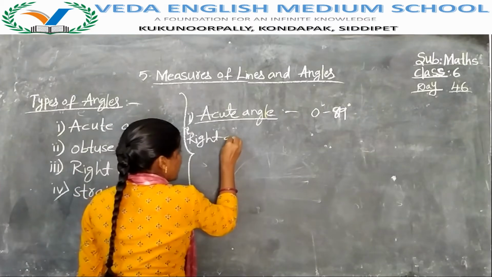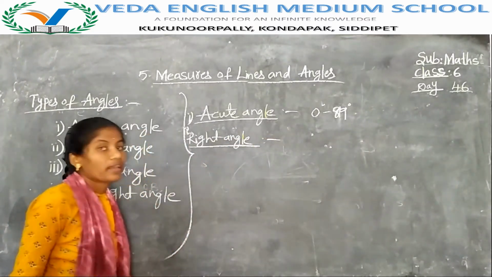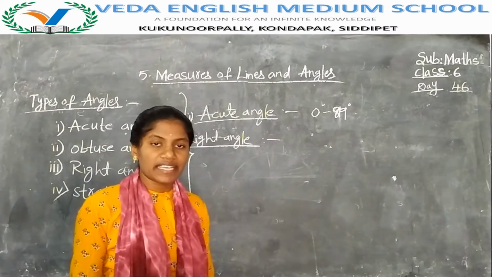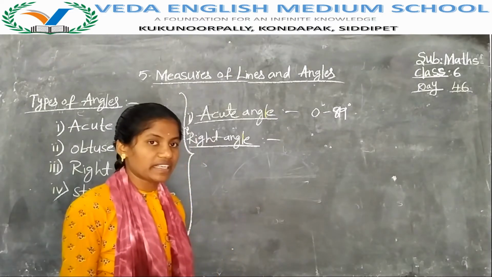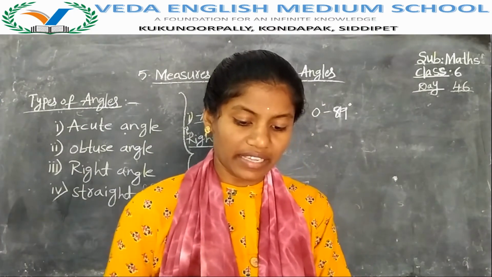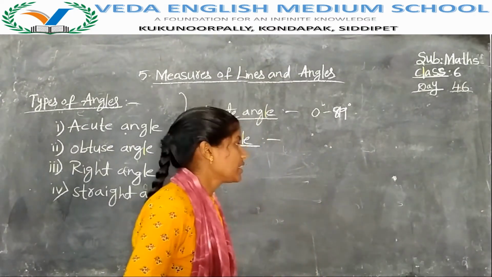R-I-G-H-T, right, A-N-G-L-E, angle: right angle. Right angle means if the angle is exactly 90 degrees, then that is called a right angle triangle. That is a right angle triangle.